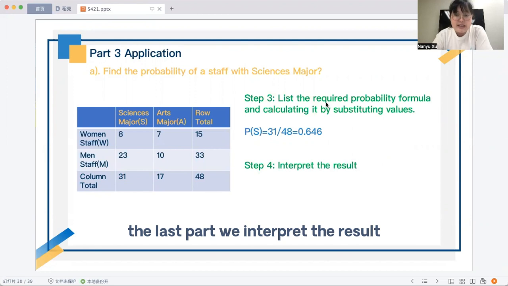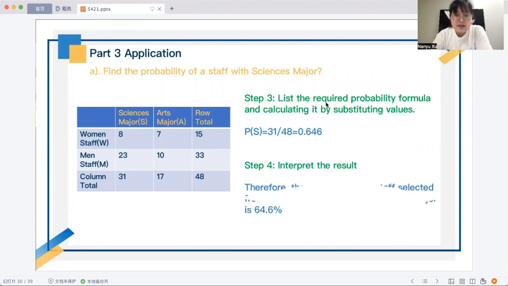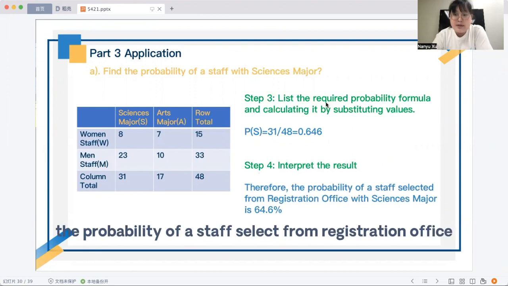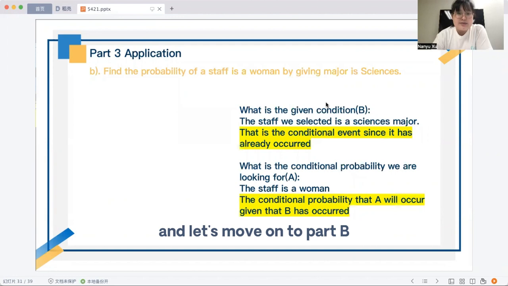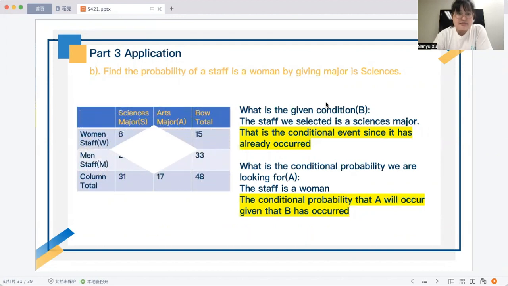The last part, we interpret the results. Therefore, the probability of a staff selected from the registered office with science major is 64.6%. So far, so good. Let's move on to part B.